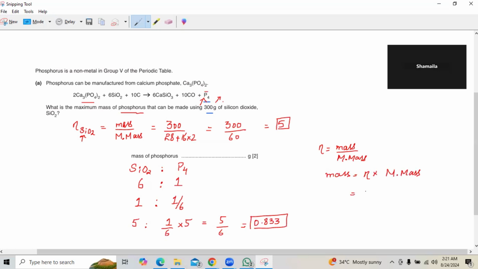What are the moles we have here? 0.833. And what is the molar mass of P4? What is the molar mass of just phosphorus? I think that is 31, and you are going to multiply it with 4, so that would become 124. So when you multiply this by 124, what is the answer?